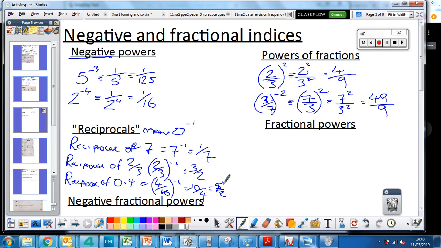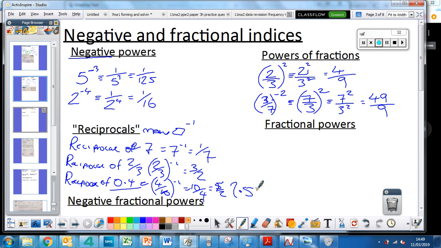The question was written as a decimal. Let's write our answer as a decimal. 5 over 2, 2.5. So that's when you see the word reciprocal. It'll be worth 1 mark, but it'll be there as a gift to you in either higher or foundation. So reciprocal, really important. Now we move into fractional powers.